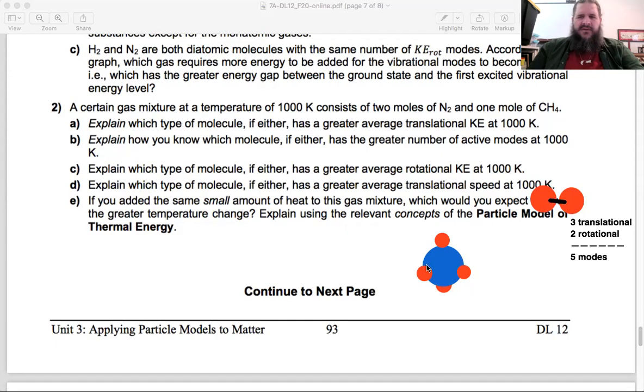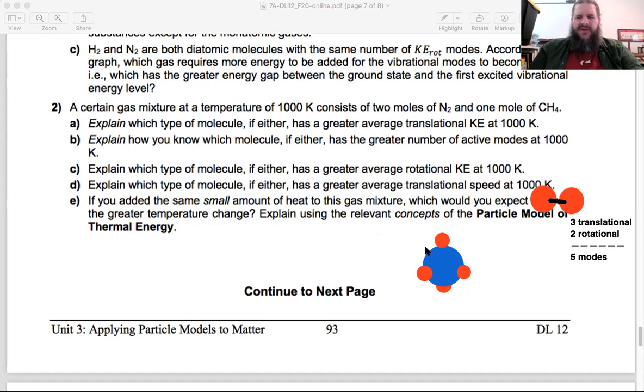Okay, so we've got the CH4 molecule, which is definitely nonlinear, and the N2 molecule, which is linear. And we want to know, first of all, which one has a greater average translational kinetic energy at a certain temperature. So if we want to know the translational kinetic energy of one molecule, this also goes into the idea of modes. But for translational kinetic energy, we don't look at all the modes. We're only going to look at the relevant modes.